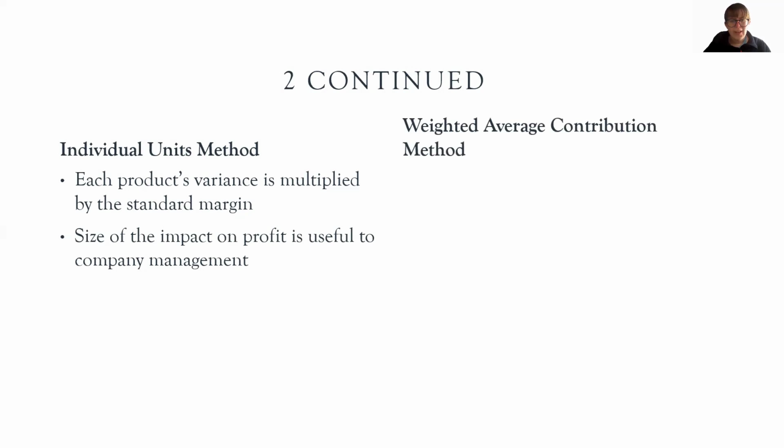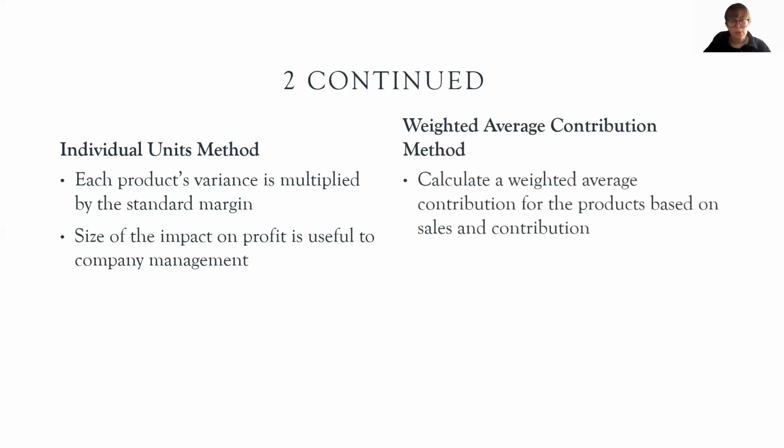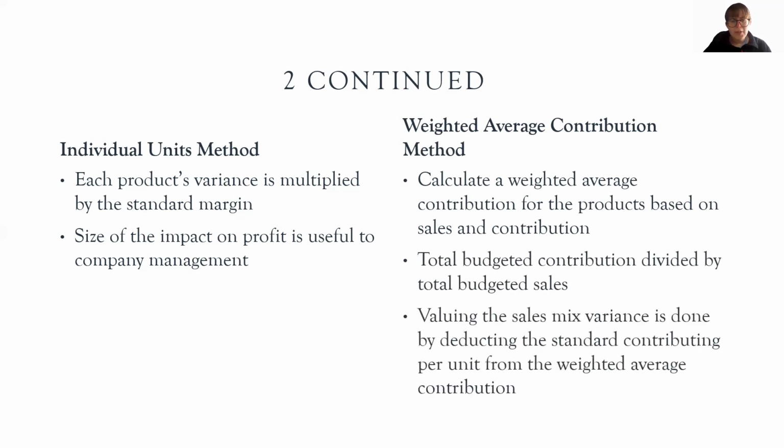Contrary, the weighted average contribution method then is going to be calculated as a weighted average, as the name suggests, for the products based on sales and contribution. So the total contribution figure then can be divided by the total budgeted sales. We would value the sales mix variance by deducting the standard contribution per unit from the weighted average contribution.